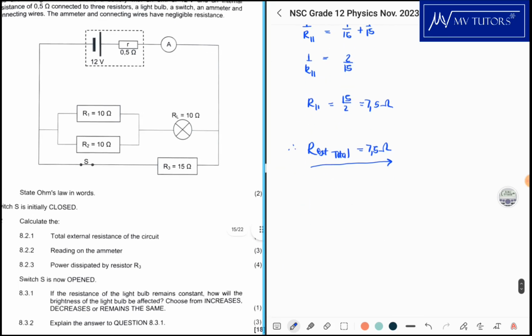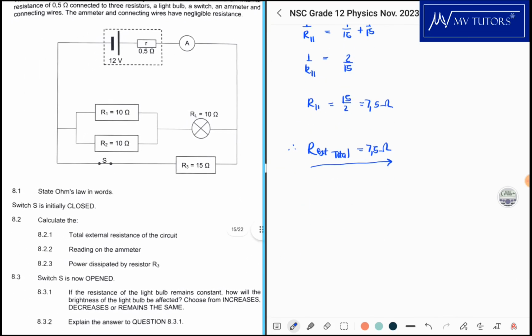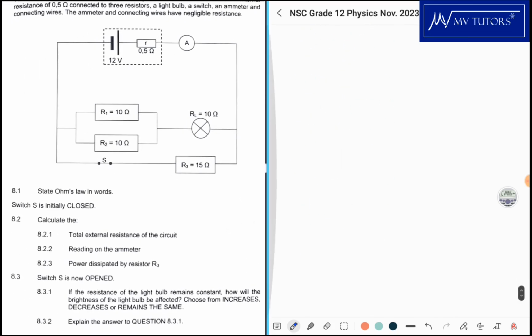All right, that was what? 3 marks? 5 marks. Yeah, we did work a bit there. Now we get to 8.2.2. So they say, calculate the reading on the ammeter. All right, so this is where now our EMF calculation comes in. Okay, you can go to the formula sheet. I just happen to remember it.